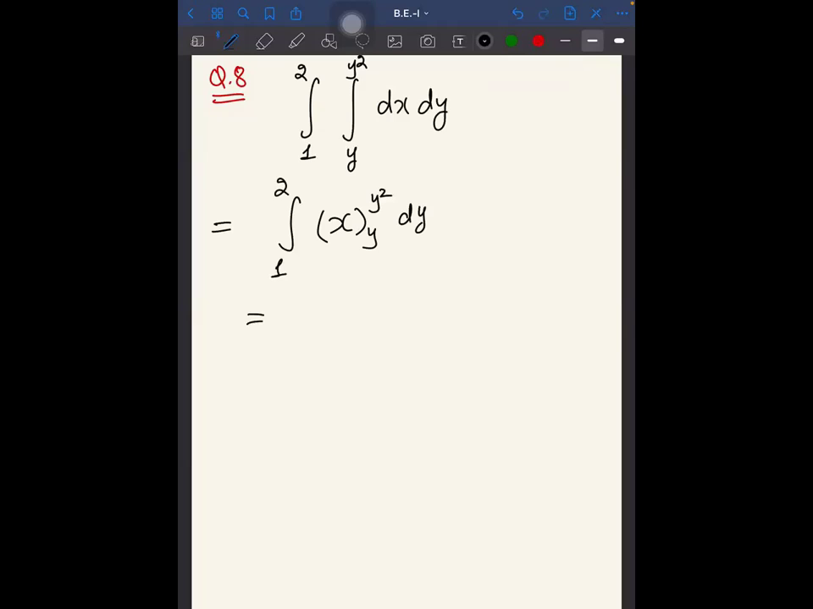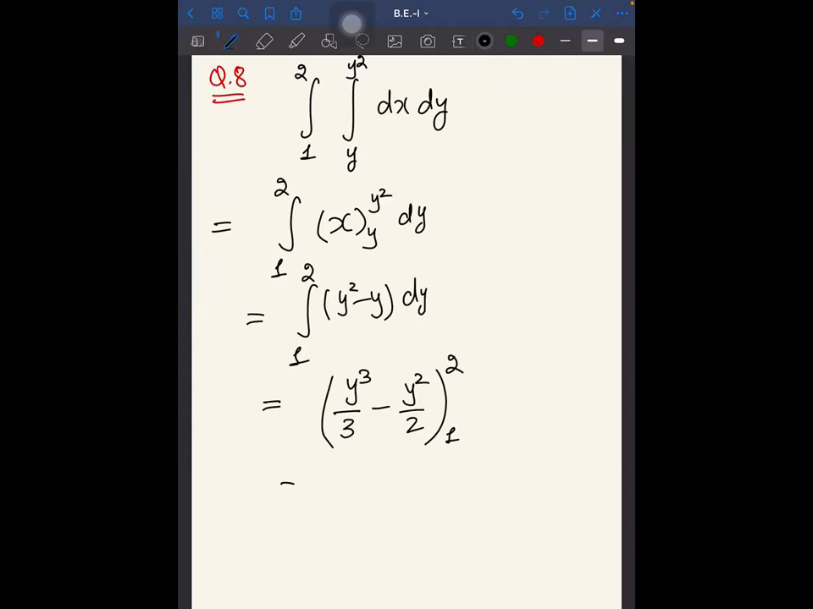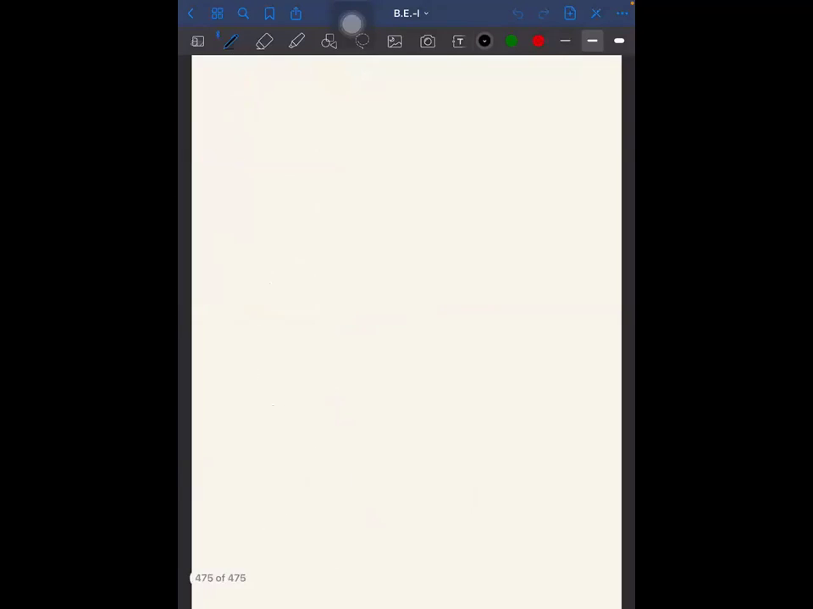So this becomes y square minus y, 1 to 2 dy. So this becomes y cube by 3 minus y square by 2, 1 to 2. 8 by 3 minus 2 minus 1 by 3 minus 1 by 2. So the answer is 5 by 6, right?